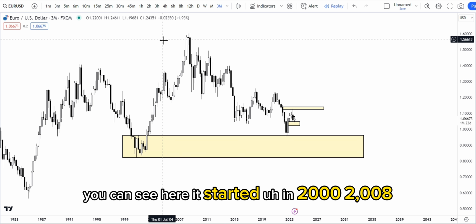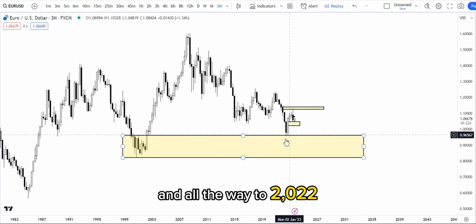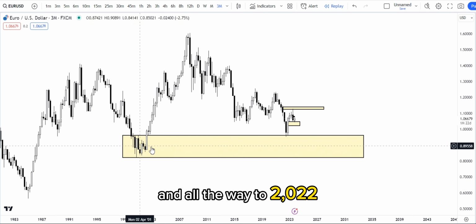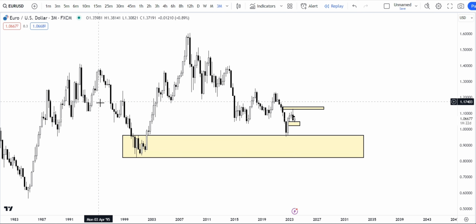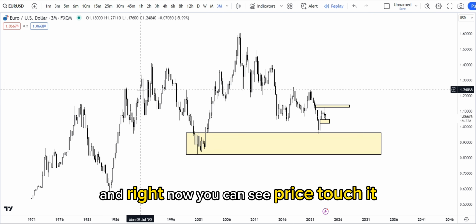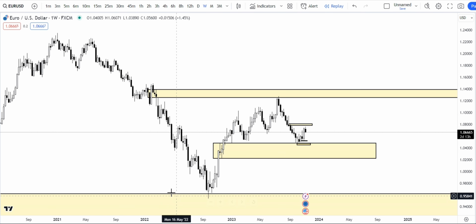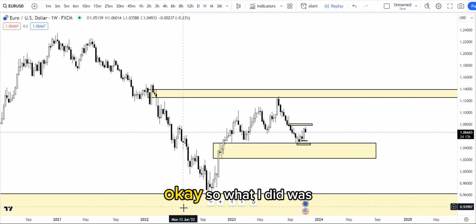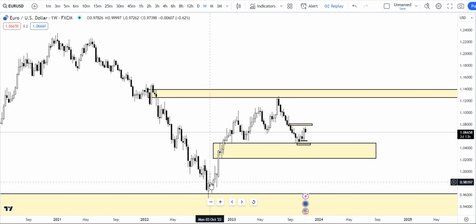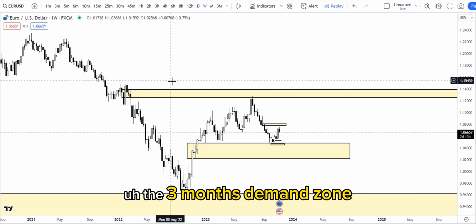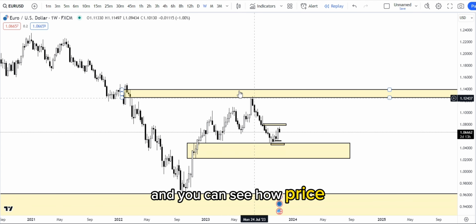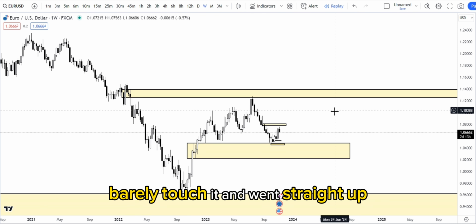You can see it started in 2008 and went all the way to 2022. It was a downtrend in Euro USD on the higher time frame, and right now you can see price touched it. So what I did was identify the demand zone on the weekly. From here, this is the 3 months demand zone, and you can see how price barely touched it and went straight up.